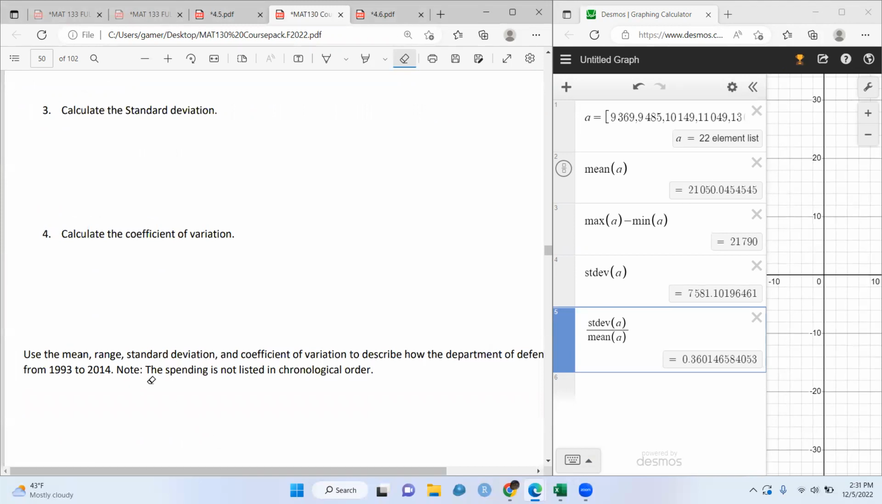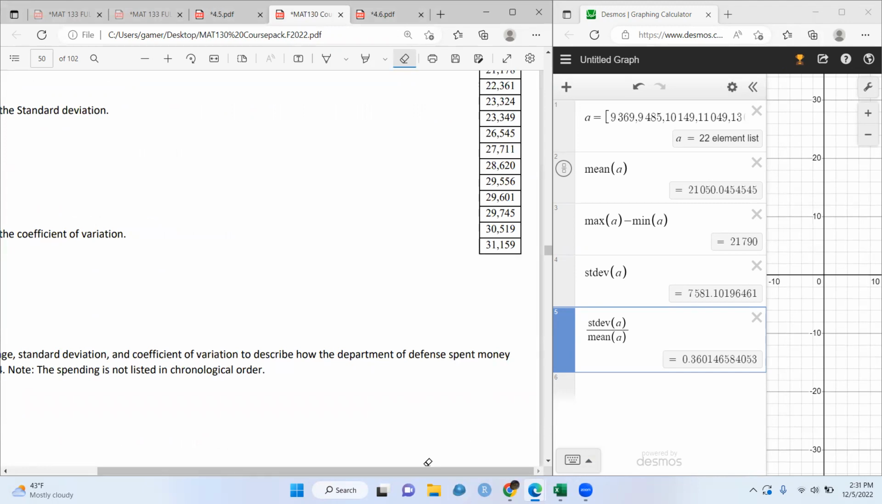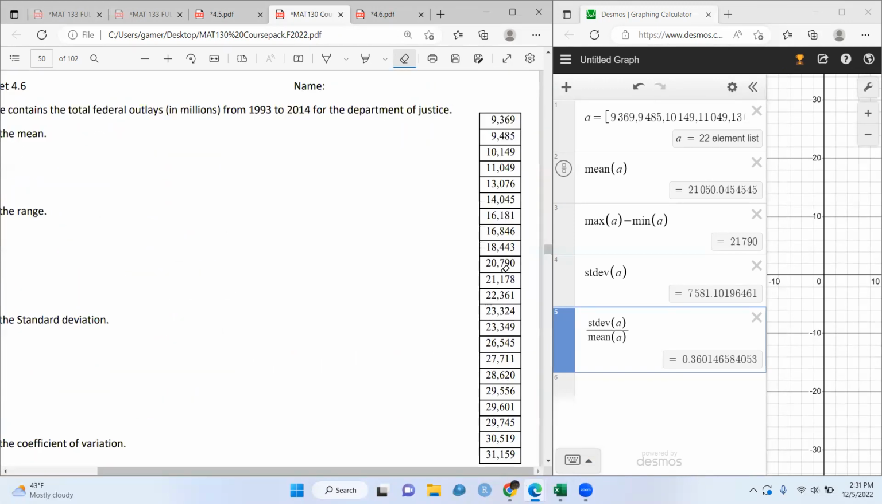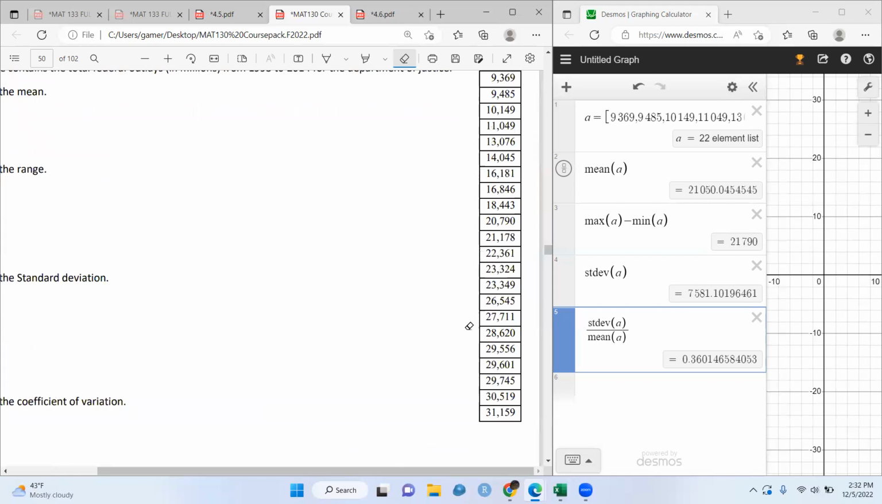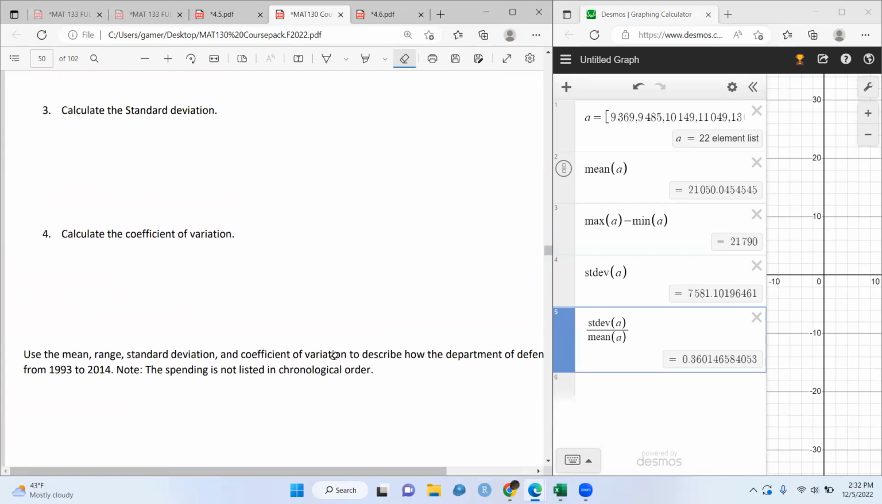Now we're going to talk about how the spending... So then your job is to talk about how the government has spent money on defense over these years. And you're supposed to note that these aren't listed in chronological order. They're listed from least amount of spending to highest amount of spending. You could go in the Excel file for project 2 if you wanted to see for what years these were the spending. But what you're going to talk about is how spread out these appear to be.